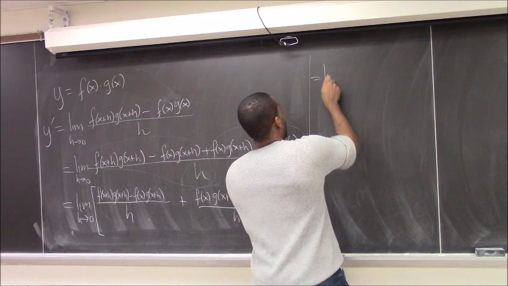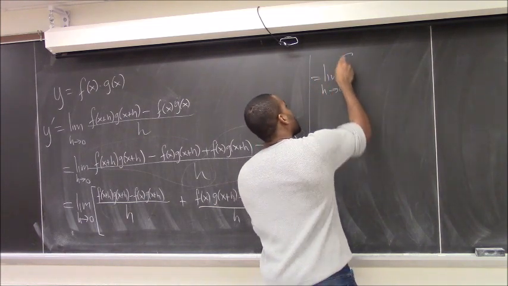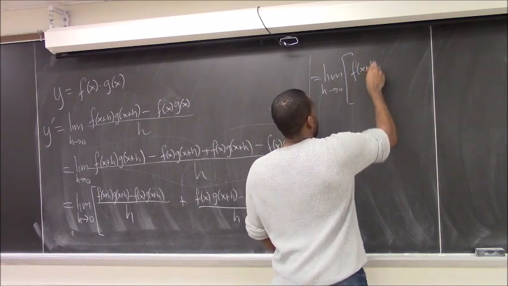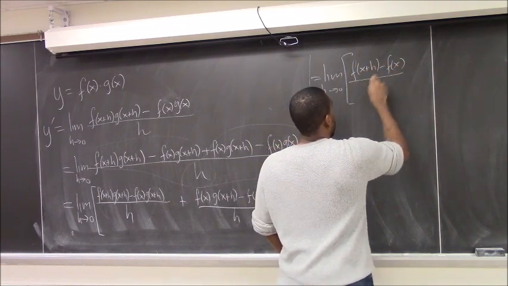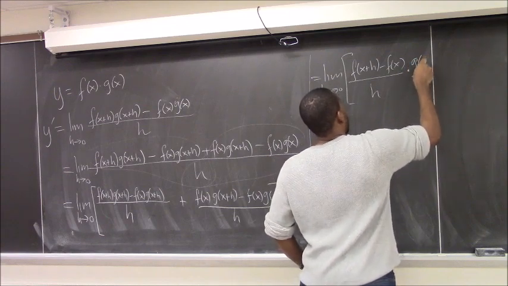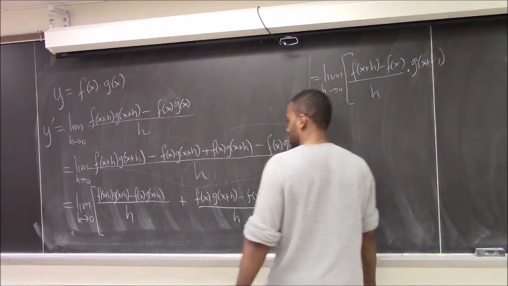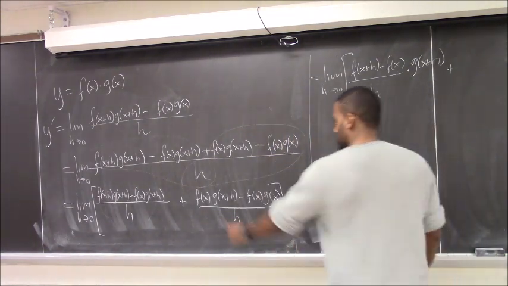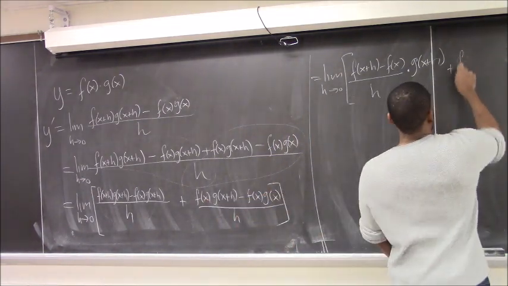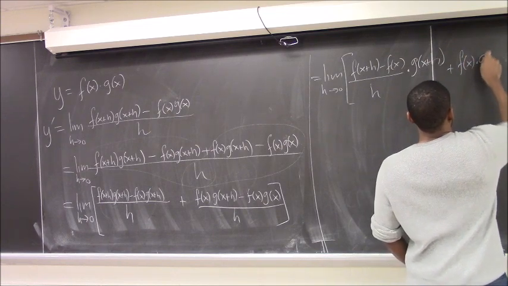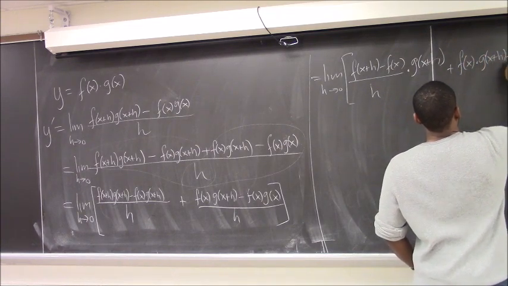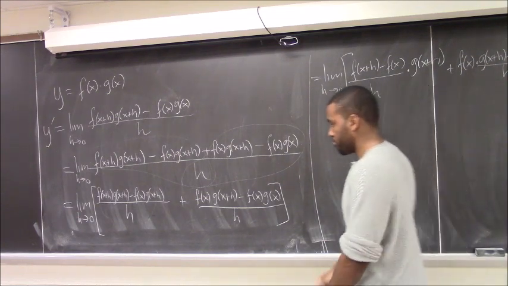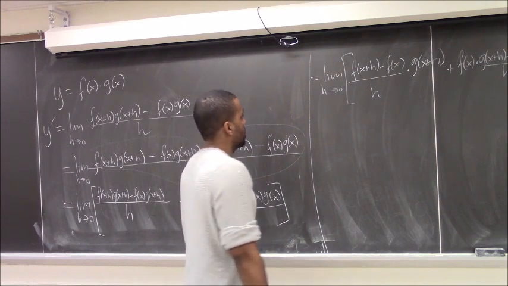So then what I would do here, I'm going to factor out the g of x plus h. So I have that. Plus, here I'm going to factor out the common f of x. So I'm going to put g of x plus h minus g of x over h. Recognize anything?